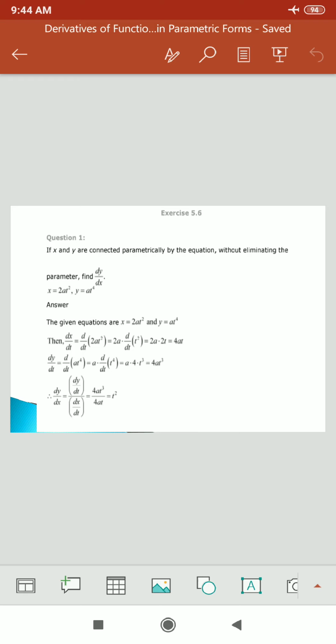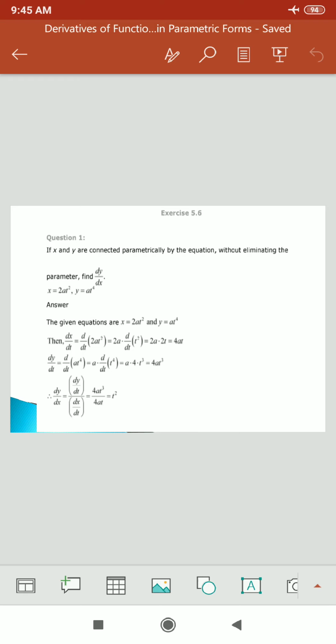It is given x is equal to 2at square and y is equal to at raised to power 4. Now to find dy by dx, we will differentiate both these equations with respect to t, so that we can get dx by dt and dy by dt. Then use chain rule, that is dy by dx equal to dy by dt divided by dx by dt.